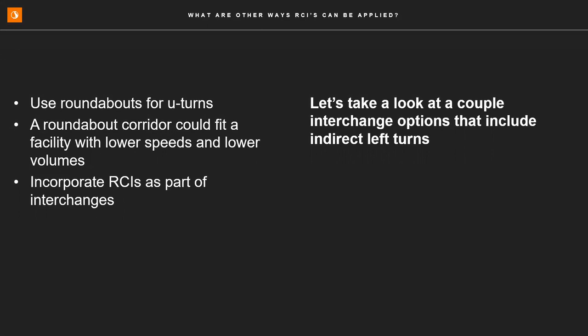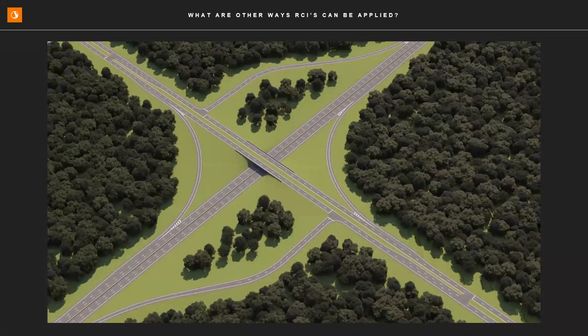So let's take a look at a couple scenarios of that. This interchange utilizes U-turns on the arterial to accommodate the redirected left turns, both from the freeway and from the arterial. Notice that this is based on the basic version, the original basic version of the R-cut from the 80s, where there are no direct left turns.